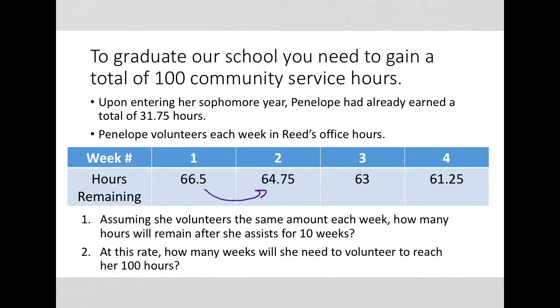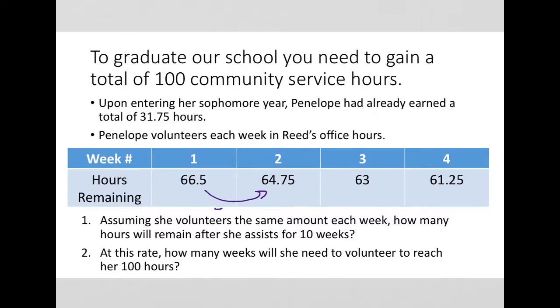We can find a common difference. And if you take term 2 and subtract term 1, so 64.75 minus 66.5, you can see that we are decreasing by 1.75 hours. It would work the same way if you did 63 minus 64.75. You would also get a subtraction of 1.75. Similarly, for this last one, we're decreasing by 1.75 each time. So, assuming this pattern will continue, how many hours would remain if she assisted for 10 weeks?